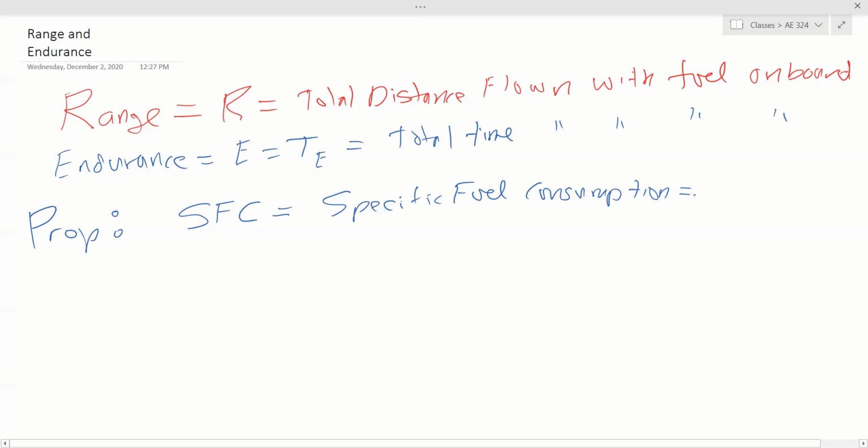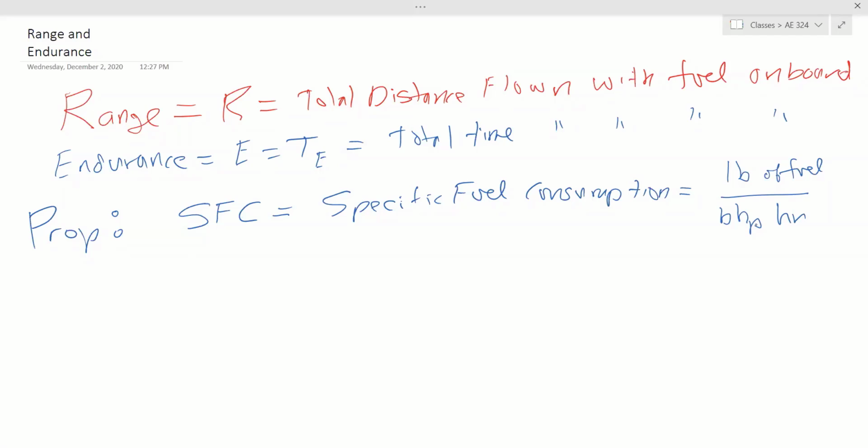And this is a number that you get that tells you how many pounds of fuel are burned per hour running the engine at a specific brake horsepower. So it's pounds per hour per brake horsepower gotten out of the engine. Makes sense? Because the longer you run the engine, the more fuel you'll burn. And the higher the throttle setting, the higher the brake horsepower, the more fuel you'll burn. So this is fuel per hour per brake horsepower.